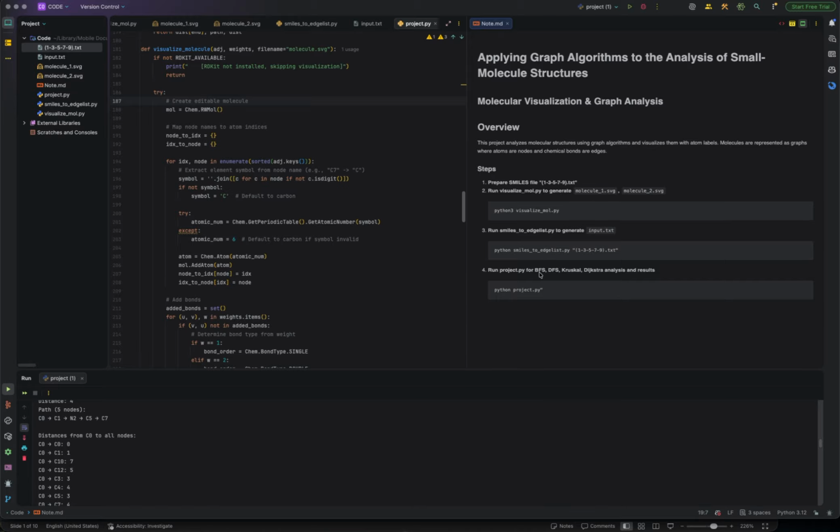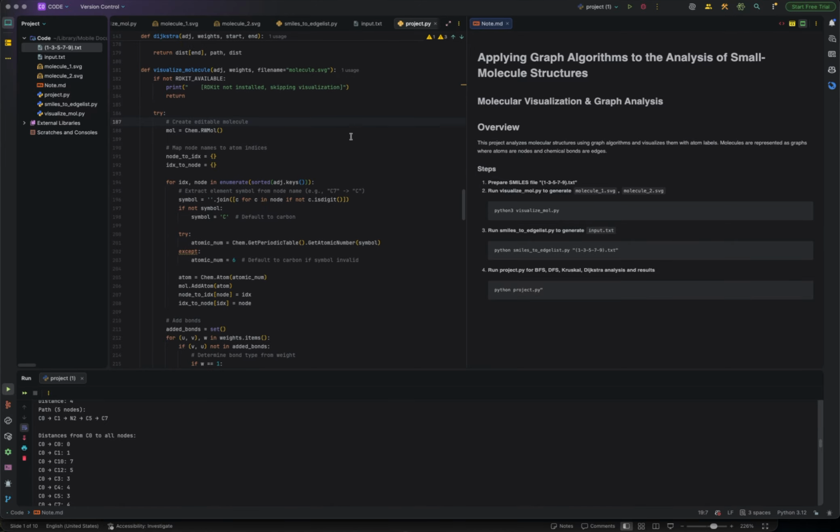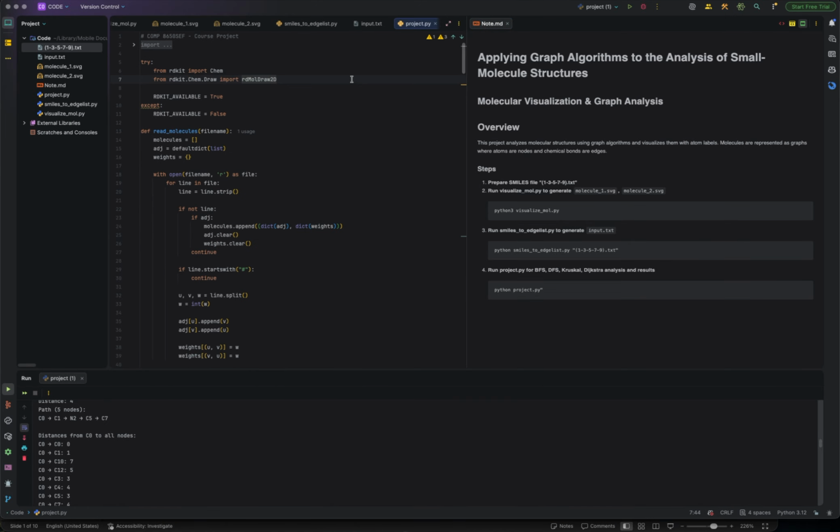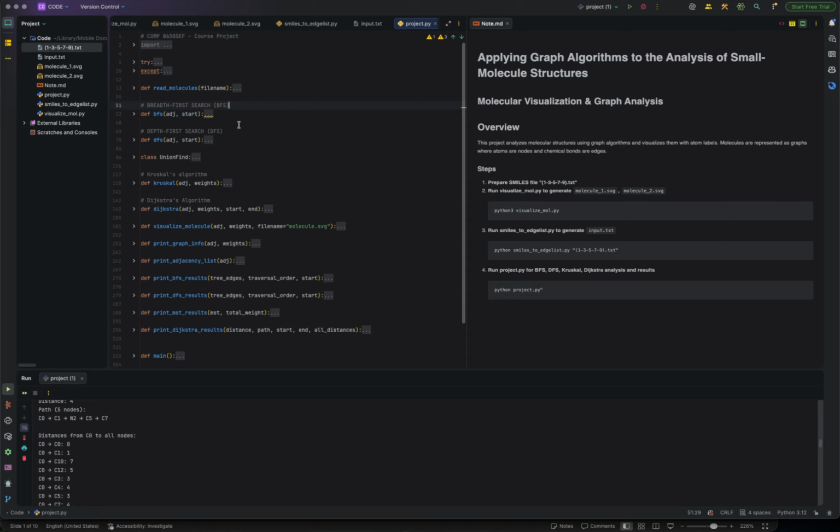After we have the input.txt file, we go to the next step and run the project.py script. Here we study the algorithms BFS, DFS, Kruskal, and Dijkstra. Let me briefly introduce the script. BFS helps us search level by level, DFS searches depth first, Kruskal helps find the minimum connections, and Dijkstra finds the shortest path in the graph.